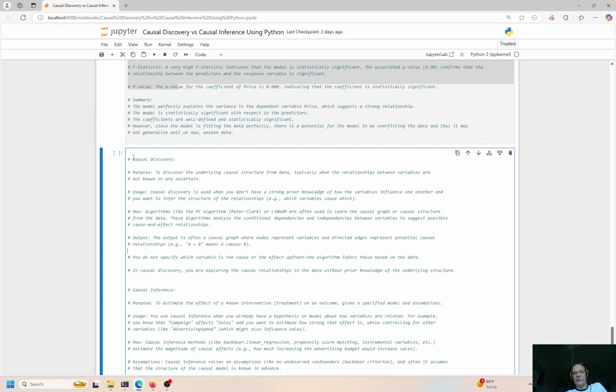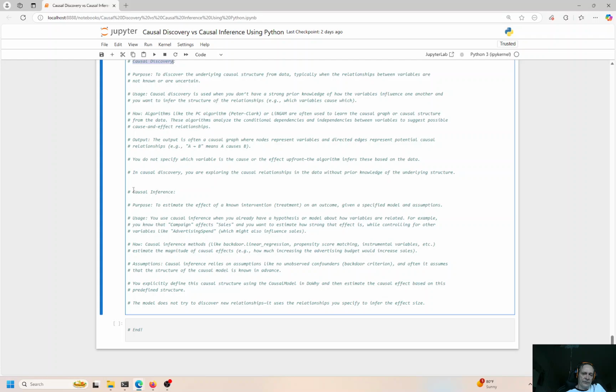So here's my notes on causal discovery. I'll let you go through that. It's pretty comprehensive here. I don't want to just read off the page. Everybody here is smart and competent. You can read for yourself what it's doing. But yeah, I did go more into depth about what is causal discovery and what is causal inference. So you can read that at your leisure. And that pretty much wraps it up.